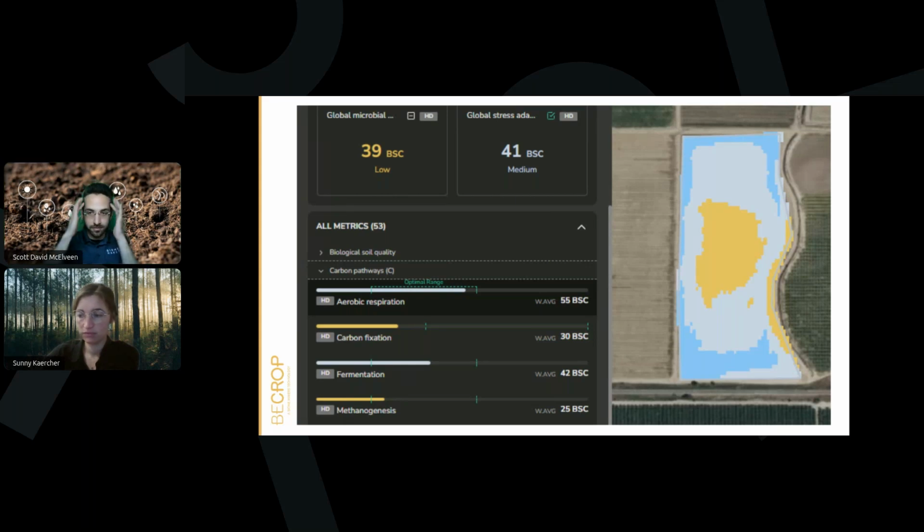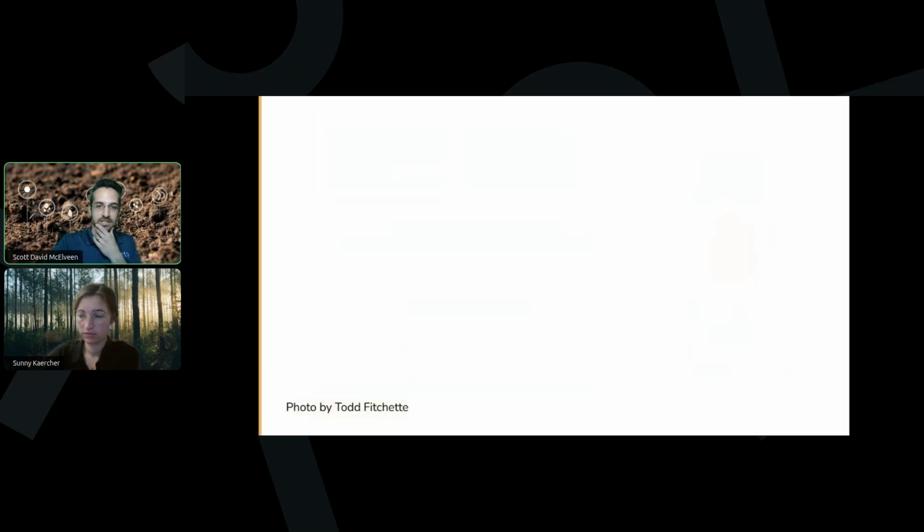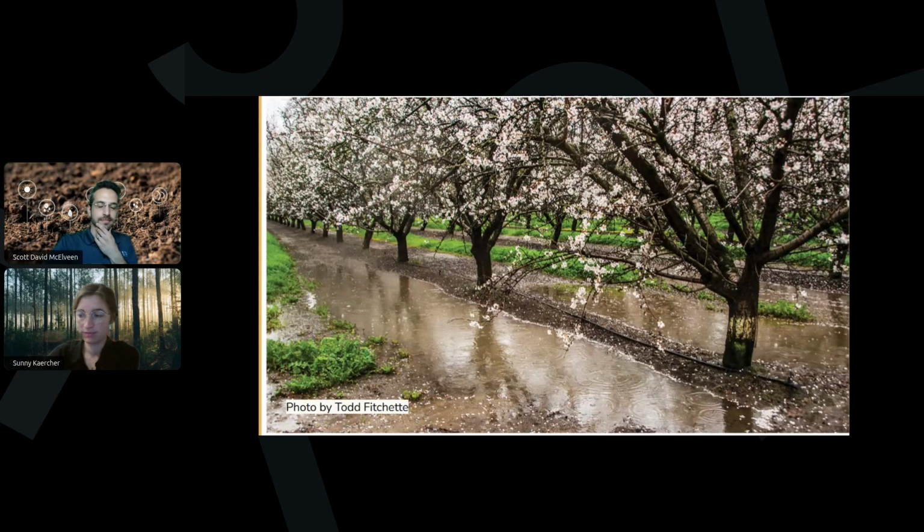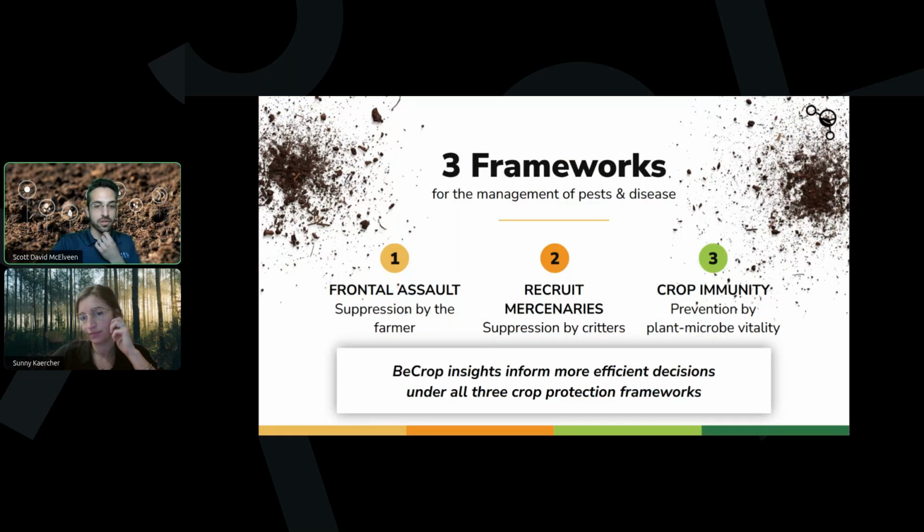So I have, by branching outside of just the disease and biocontrol metrics, found a plausible hypothesis as to why this one field out of all the others is experiencing higher risk scores for crown gall. And those are the 3 frameworks. Bee crop insights inform more efficient decisions under all 3.